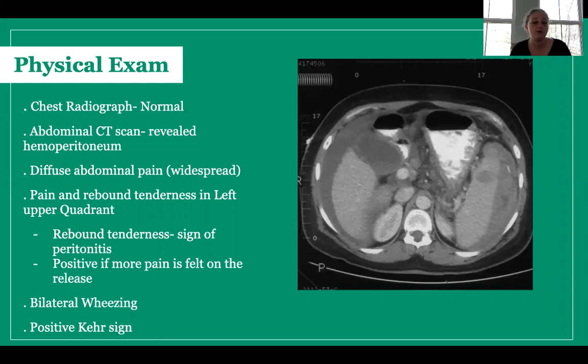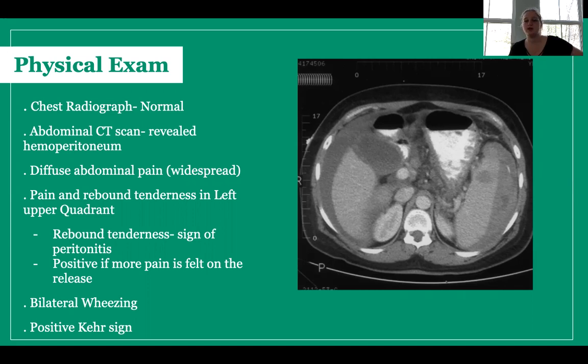So, upon physical exam, his chest radiograph was normal. His abdominal CT scan revealed hemoperitoneum or blood in the peritoneum, very concerning. He was suffering from diffuse abdominal pain, which is widespread pain, very hard to pinpoint. Most abdominal pain feels this way. He also experienced pain and rebound tenderness in his left upper quadrant.